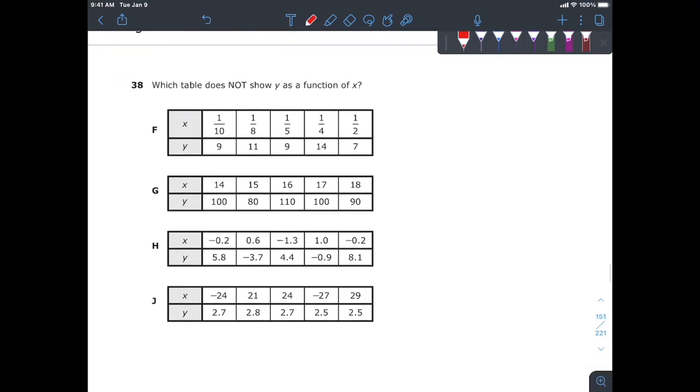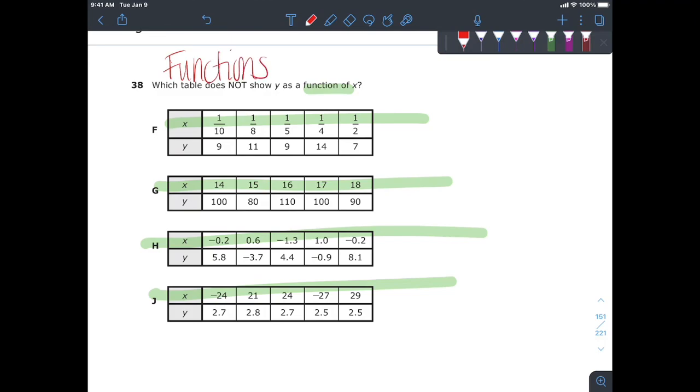Number 38. Here they're asking me which one of these is not a function. So whenever we're asking about functions, we're only dealing with the x's. We want to make sure that it has no repeating x's. So functions, no repeating x's.